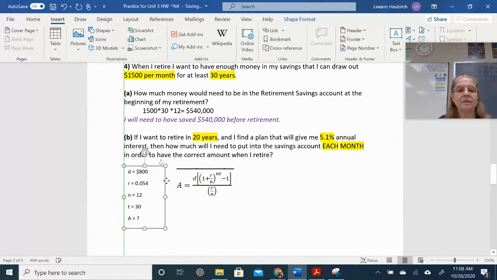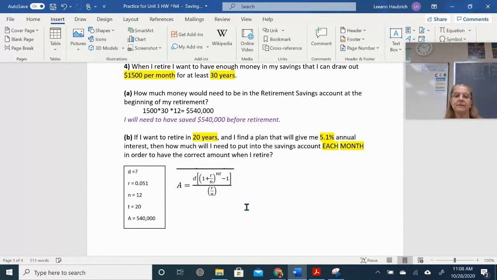What I don't know this time is how much has to go in each month. I do have a goal in mind. The goal in mind is to have $540,000 at the end. It's monthly, so it's 12. We only have a 5.1% interest rate. So I'm going to change that, and I plan on retiring in 20 years. So now I'm going to look at everything we have here for Part B. I have everything set up.